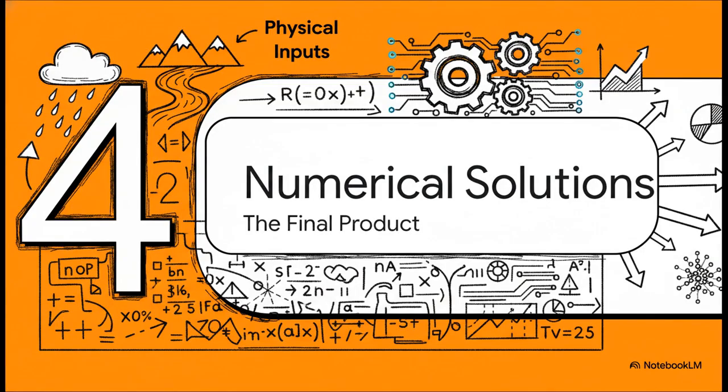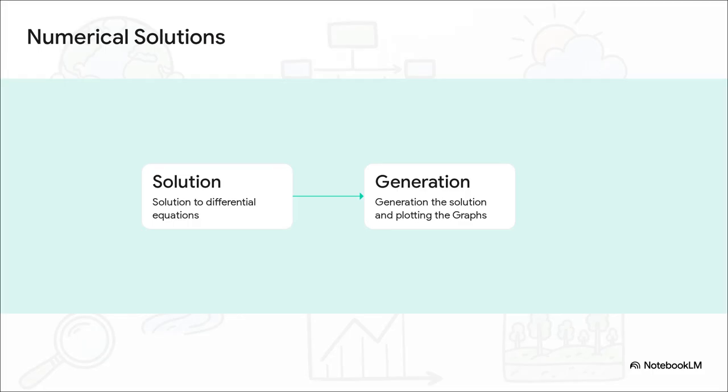Let's speed things up a bit and look at part 4, finding numerical solutions, the final product. When we finally run this computational machinery, we get a strict 2-step chronological outcome. Step 1, we get the numerical solution to all those gnarly differential equations. The computer solves the math, generating these absolutely massive tables of data points that represent pollutant concentrations at highly specific times and locations. But let's be real, millions of raw numbers aren't exactly intuitive for rapid human decision-making, so we immediately jump to step 2, generating the solution and plotting the graphs.